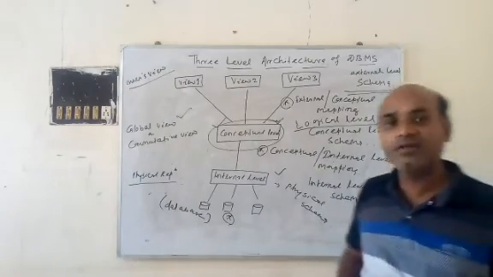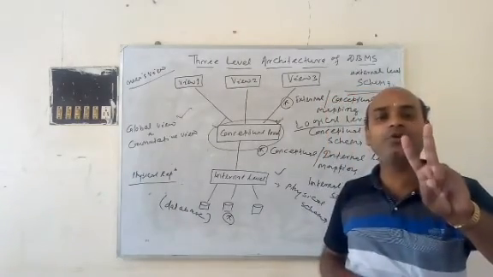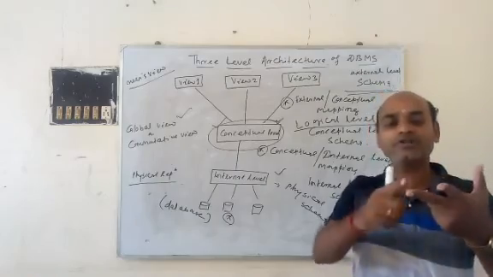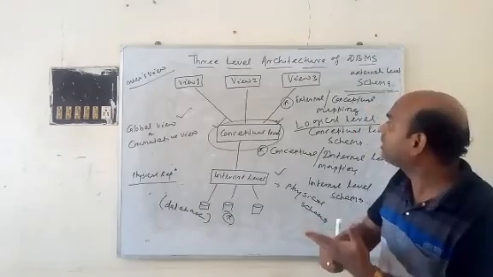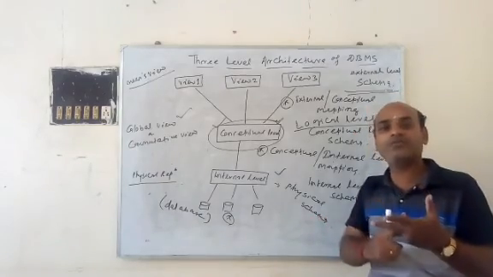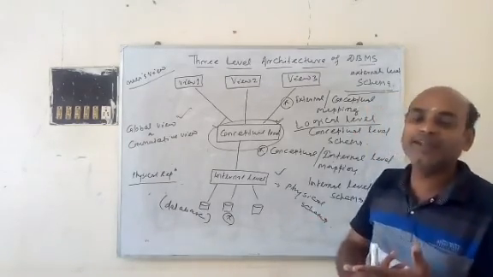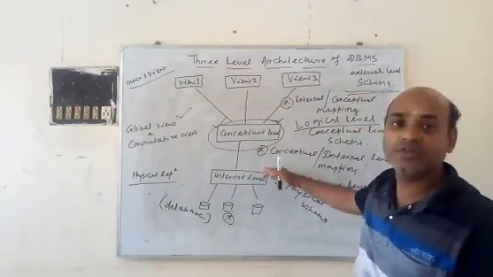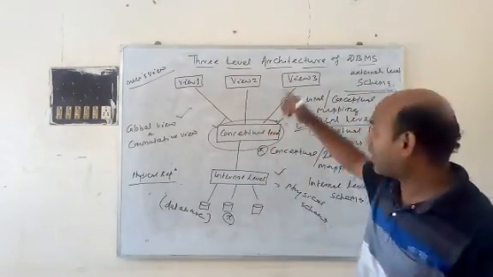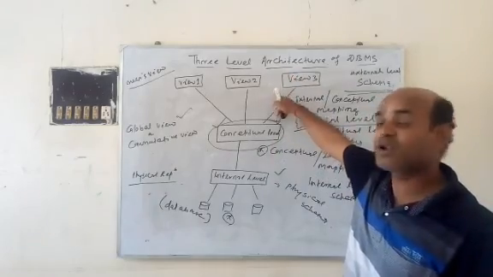So there are 2 important questions. The first question will be, what is the objective of this 3-level architecture? What is the important objective? Another question that may come is, what are the benefits or advantages of this 3-level architecture? You think about the objectives and the advantages of this 3-level architecture.